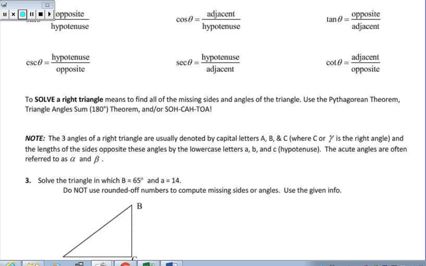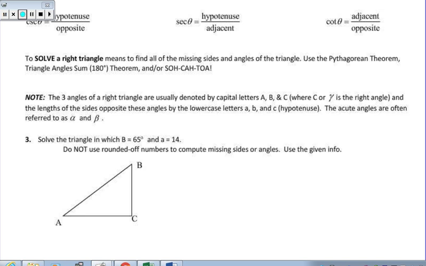We may be seeing some letters. Angles are denoted by capital letters here. You may see the Greek versions of them, so we've got lambda and alpha and beta. We can use those as well for the angles. Sides are denoted by lowercase letters. The sides are going to be directly across from the angle. So this would be side A. This would be side B. This guy would be side C. Here's our right angle, so this is definitely our hypotenuse here.